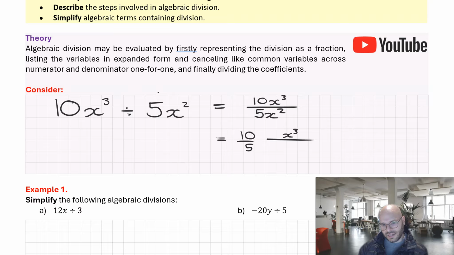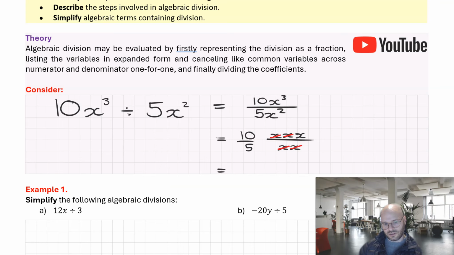Now, upstairs we have x cubed and x squared, but we want to write these in expanded form. So rather than x cubed, we're going to write x, x, x, and rather than x squared, we're just going to write x, x. Now, to compute this, for the variables, we're going to cancel them out, numerator to denominator, one for like variables. So if I cancel 1x here, I'm going to get rid of 1x there. 1x here, that means 1x there. So for as many x's that I cancel downstairs, I'm going to cancel as many upstairs.